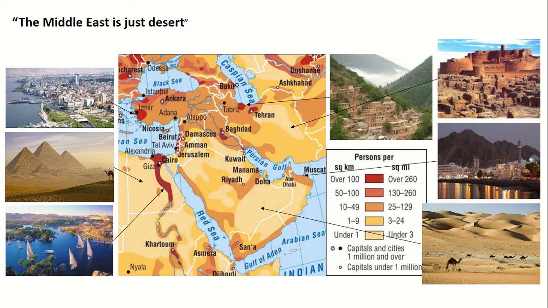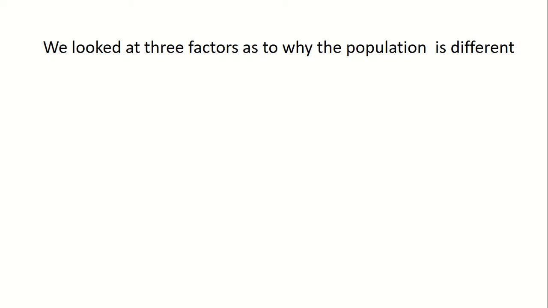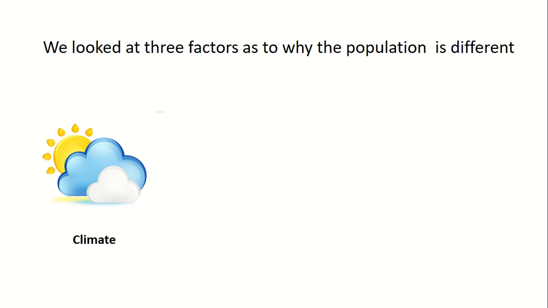And so on that point, what we then did was we started to look at the population of the Middle East. And again, the population density in the Middle East is distributed as per the map on here. This map is showing areas in red where the population density is high, and areas in yellow where the population density is low. And we looked at those three reasons as to why the population is different. Firstly was the climate. So we looked at the idea that where the climate was milder, the population tended to be higher.